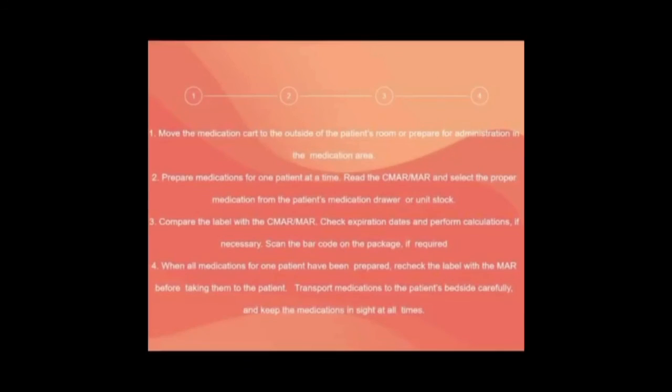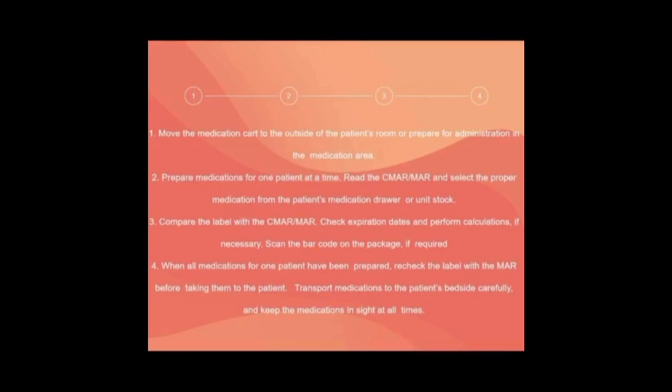Now moving on to medication preparation, move the medication cart to the outside of the patient's room or prepare for administration in the medication area. Prepare medication for one patient at a time to prevent errors in medication administration, and read the MAR and select the proper medication from the patient's medication drawer or unit stock. This is the first check of the label. Next, compare the label with the CMAR or MAR. Check expiration dates and perform calculations if necessary. This is the second check of the label.